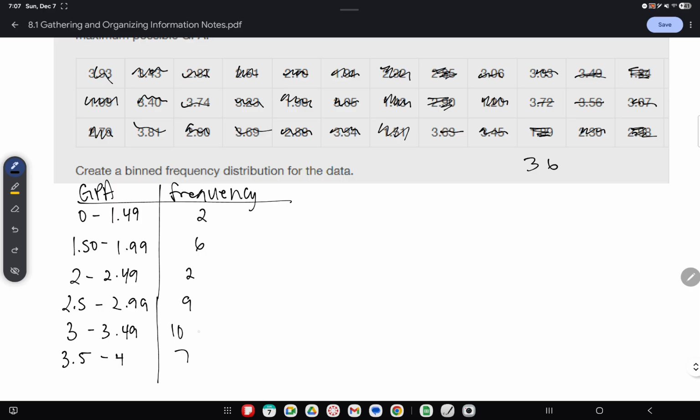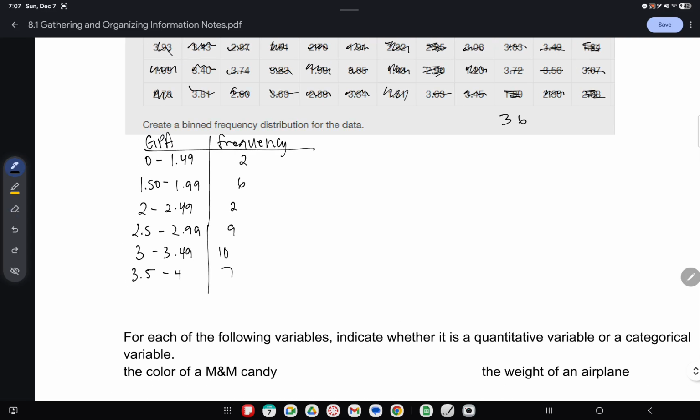So I'm going to add this up real quick. So we got 10 and 19, 20, 21, 22, 23, 24, 25, 26, 27, 28, 29, 30, 36. All right, so we have 36. Accounted for them all.